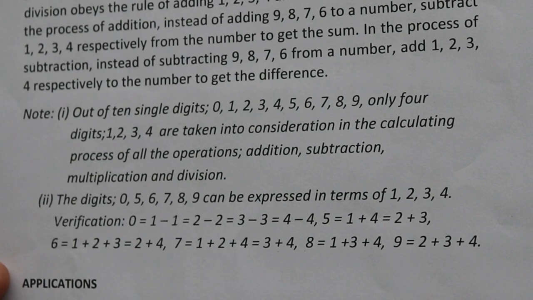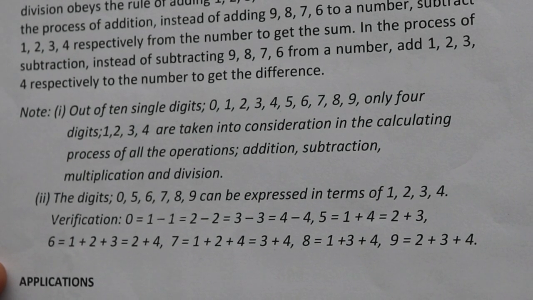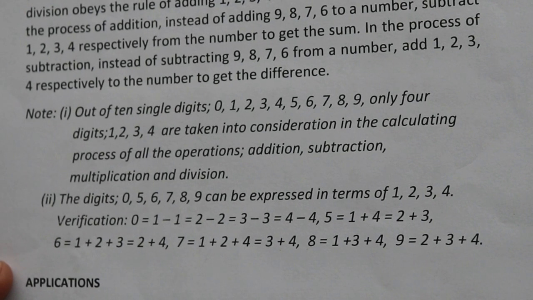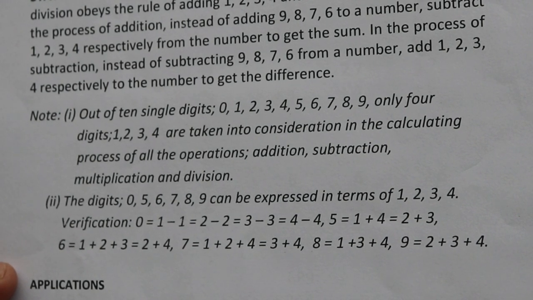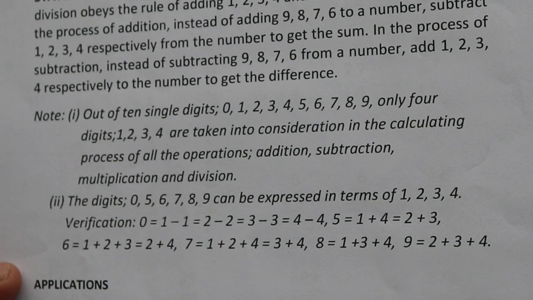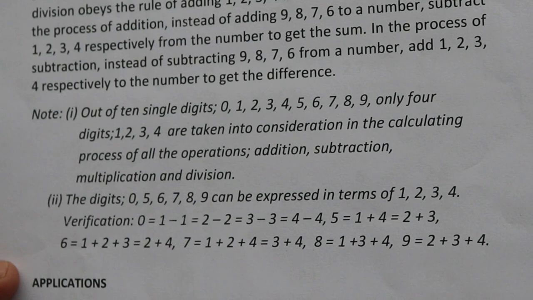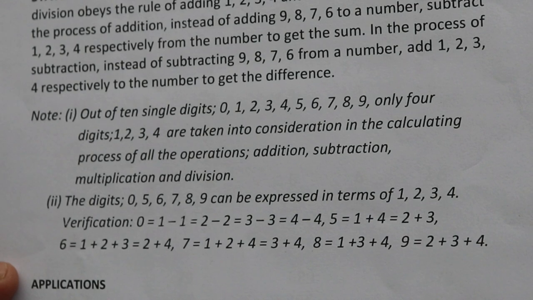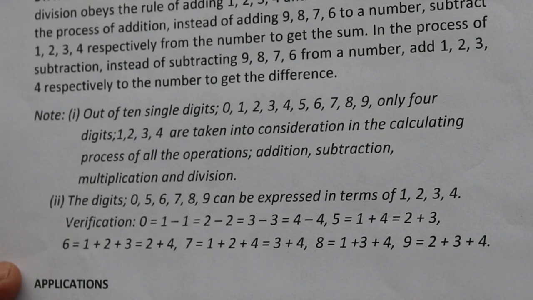Verification: 0 is 1 minus 1, or 2 minus 2, or 3 minus 3, or 4 minus 4. 5 is 1 plus 4, or 2 plus 3. 6 is 1 plus 2 plus 3, or 2 plus 4. 7 is 1 plus 2 plus 3, or 3 plus 4. 8 is 1 plus 3 plus 4. 9 is 2 plus 3 plus 4.